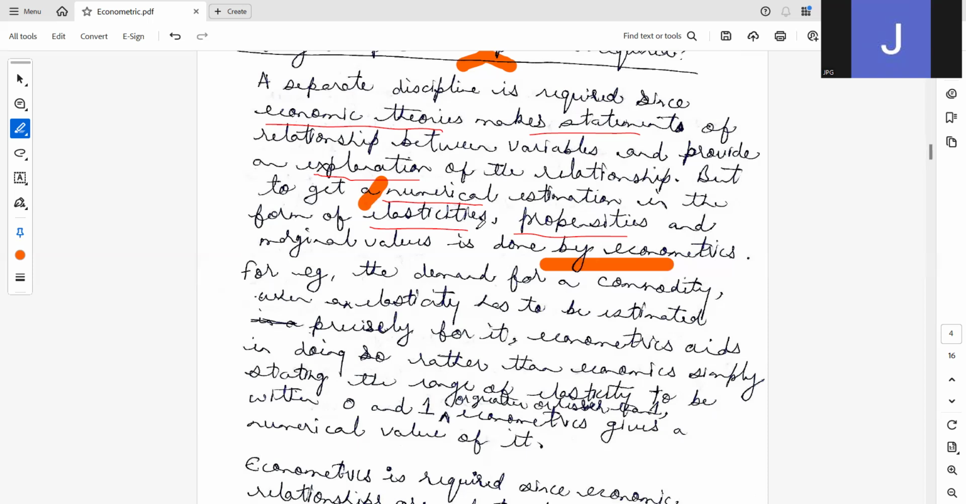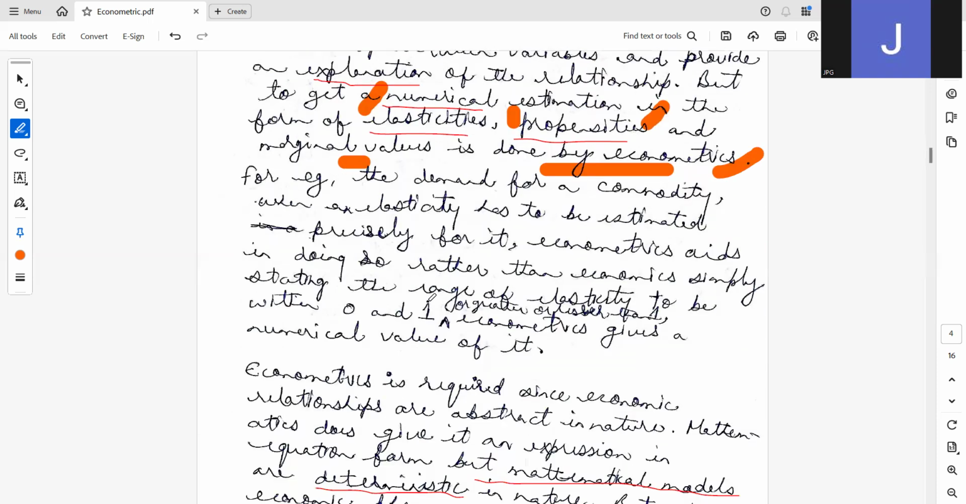So, elasticity of demand, elasticity of supply. I would like to measure the relationship between consumption and income, propensity to consume, desire to consume. Those propensity measurements or marginal relationship measurements can be done only by the use of econometrics. So, that's why we require a separate discipline or a subject. Those who are already familiar with the subject and have moved ahead with micro and macro may be able to relate to it in a much better way.